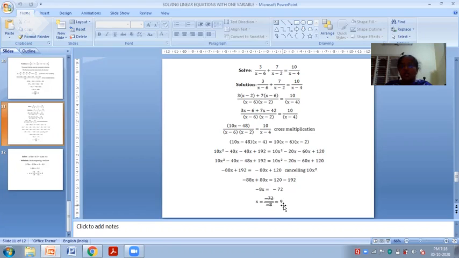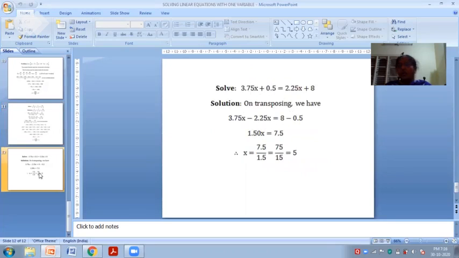So this is your last but one problem. Next, we are in the last problem. See here, in the problem we are given decimal points. That means here 3.75x plus 0.5 is equal to 2.25x plus 8. So here on the LHS there is a decimal point, and this side also has a decimal point.